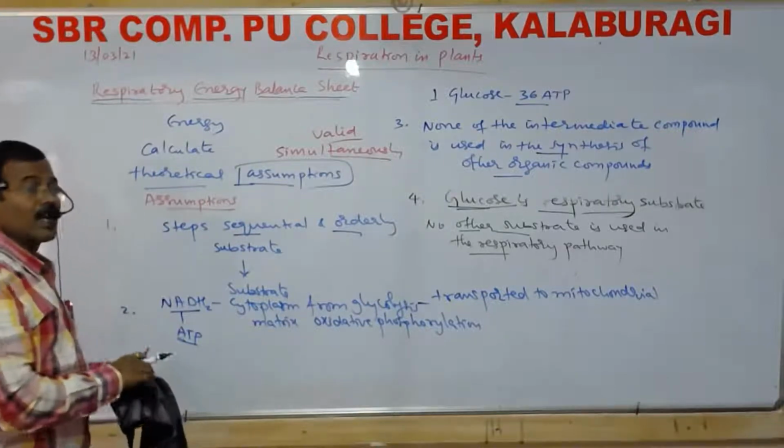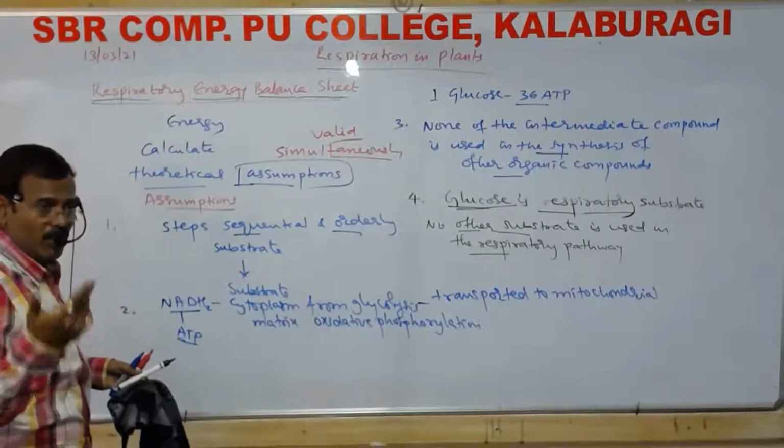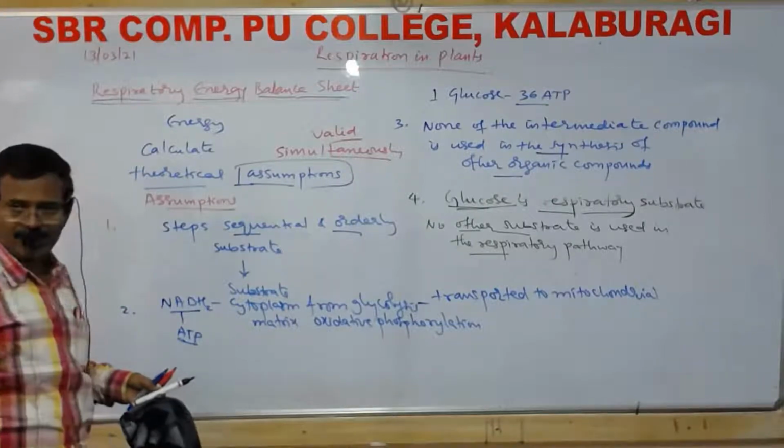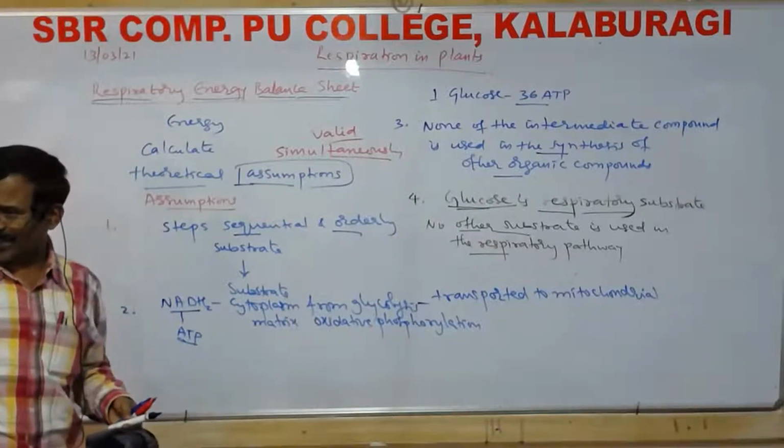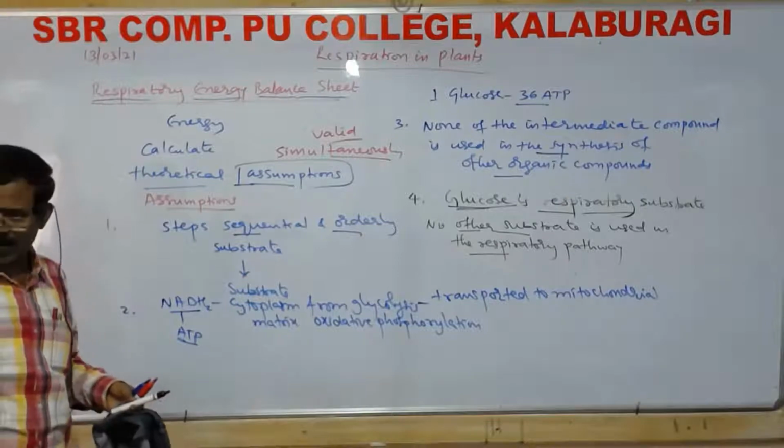So now we will calculate how many ATP molecules will be produced from a single glucose when it is used as a respiratory substrate on complete oxidation.